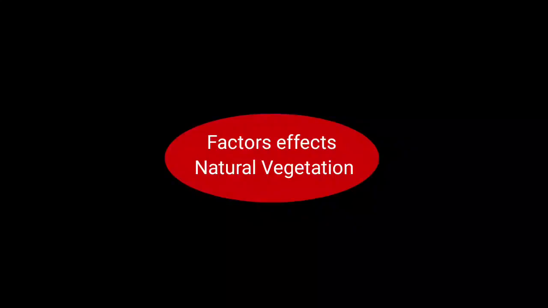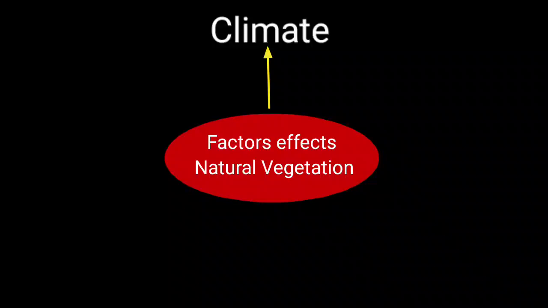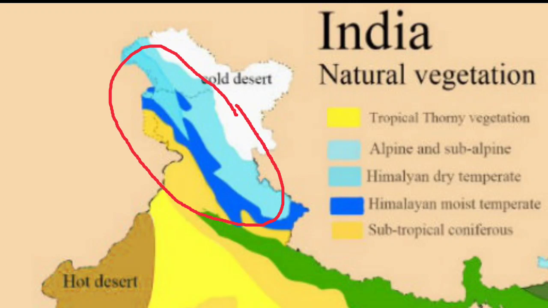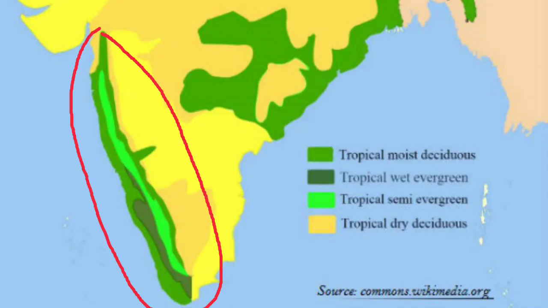Now, the factors affecting natural vegetation. The first important factor is climate, because if the climate varies, then the natural vegetation will also vary from place to place. Since India has different types of climatic conditions, for example, in the northern mountains we have alpine vegetation. In the western slopes of the Western Ghats we have moist deciduous and wet evergreen forest.